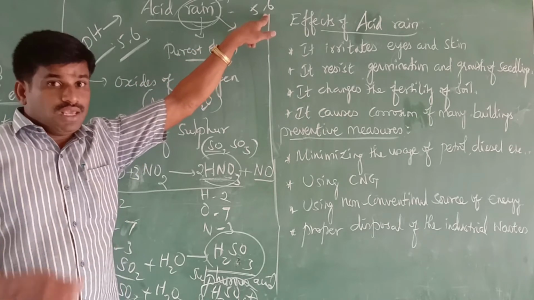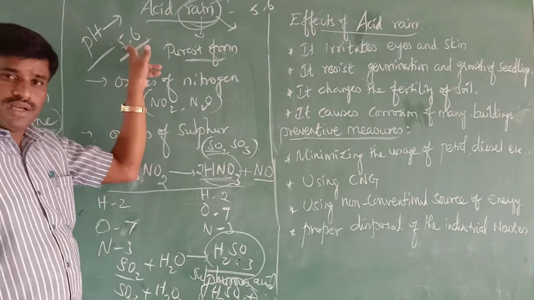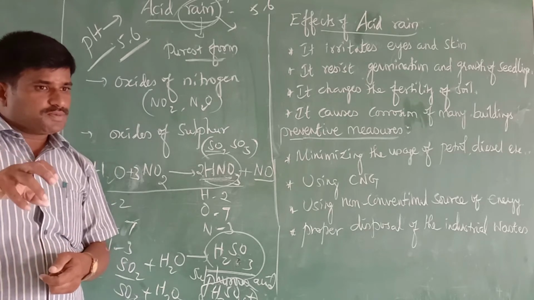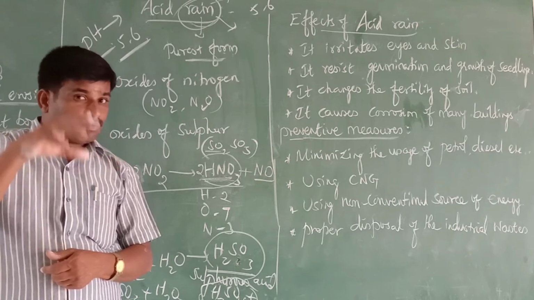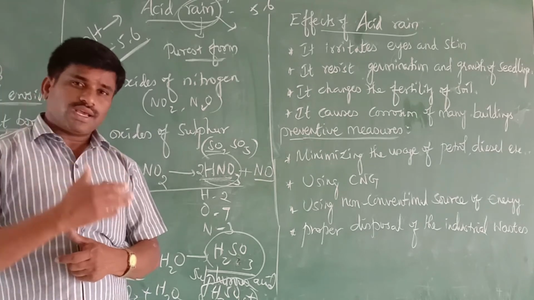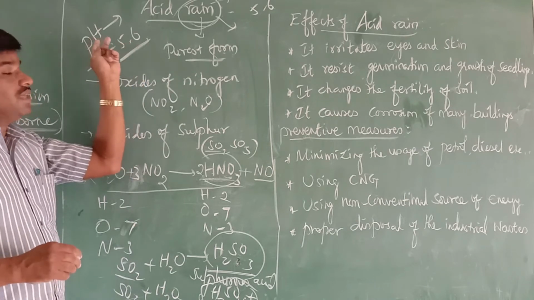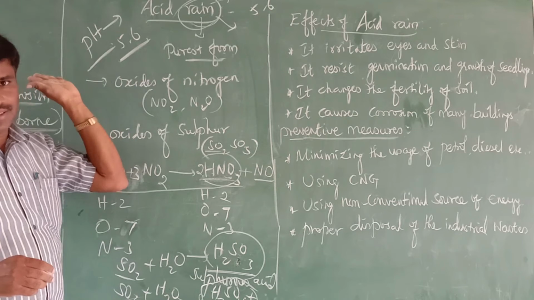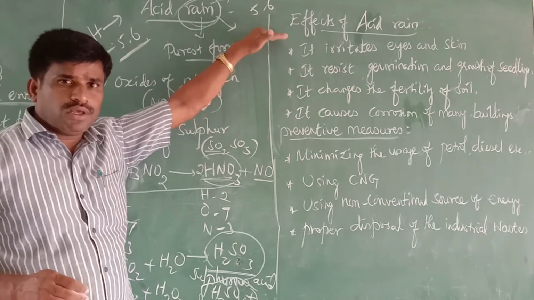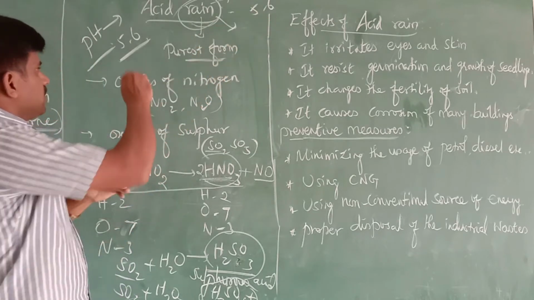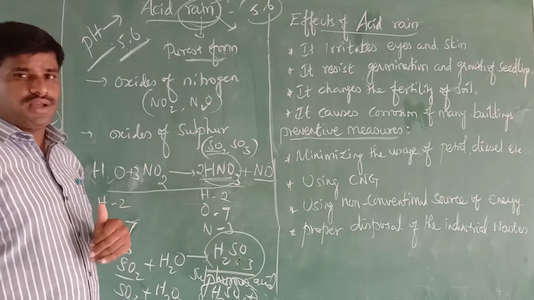Even the pure form of rainwater has a pH of 5.6, because the atmosphere contains carbon dioxide. When carbon dioxide mixes with the rainwater, it becomes carbonic acid, so it is not exactly 7. The rainwater pH is around 5.6. The acid rain pH is less than 5.6. This should be understood very carefully.